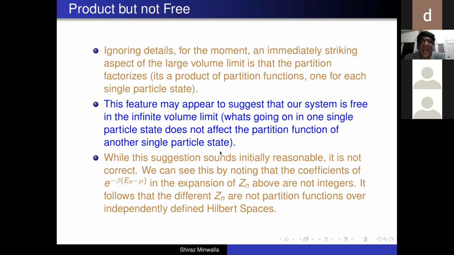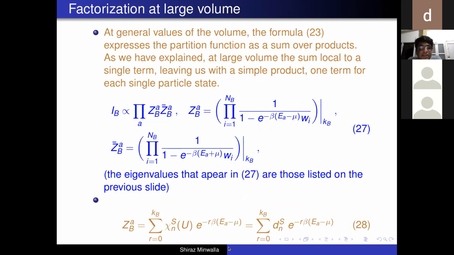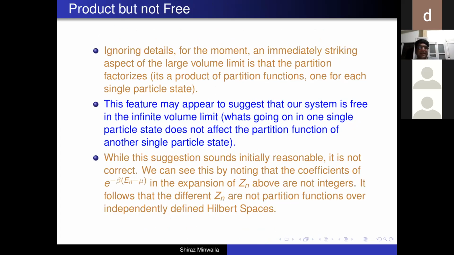Now, ignoring all the details at the moment, there's a striking fact. In the large volume limit, our partition function becomes a product of single particle partition functions. So you might think that in the large volume limit, the Hilbert space becomes a product over Hilbert spaces, one for each single particle Hilbert space. But that we know is not true. We know that's not true because if you look at these single particle partition functions, the expansion is not in terms of integers. It doesn't have an integer number of states. So something more subtle is happening.